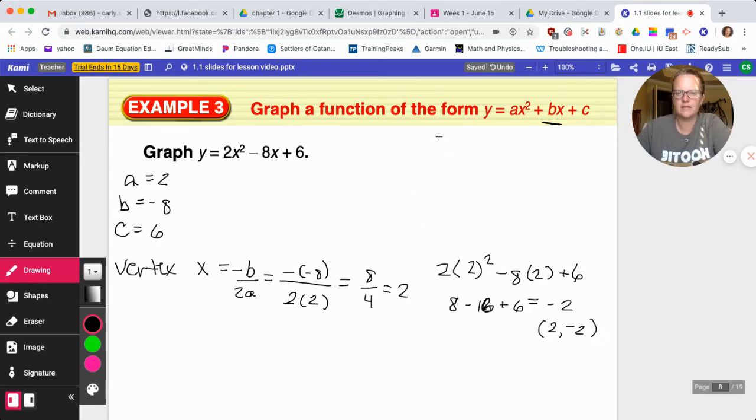So if I plotted that point, I believe I've got that on my next slide, but it's okay. I'm going to go 2, -2. That's my vertex. We know it opens up because a is a positive 2. Let's draw my axis of symmetry. It always goes through the vertex. My y-intercept is 6. It's right up there. And then that will reflect over the axis of symmetry. So if I'm 1, 2 away from the axis of symmetry, I'm going to be 1, 2 away again, equal away.